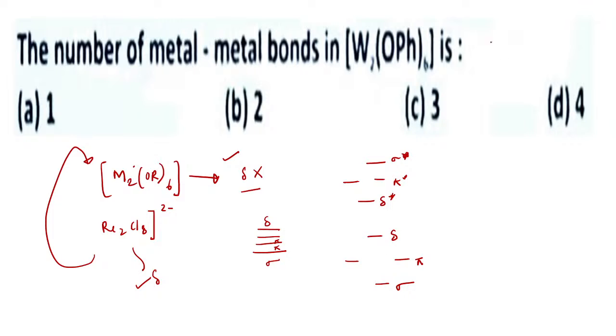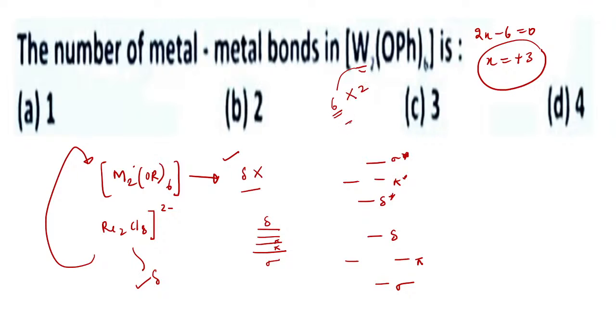So what is the oxidation state of tungsten here? It is 2x minus 6 equal to 0, so x must be plus 3. If x is plus 3, we have to calculate the total electrons. Now just tell me how many electrons we have in this case. Basically it's tungsten, which has 6 electrons, and 6 into 2, basically we have 12 electrons.